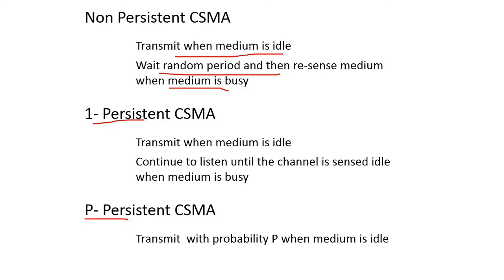Whereas one persistent is continuously sensing the channel. Whenever one persistent feels that the channel is free, it can directly start its transmission. And in terms of p persistent, whatever the criteria is, if the channel is idle, p persistent CSMA can start the transmission. It will send the data with probability p. So whenever it finds the medium idle, p persistent starts its transmission with probability p.